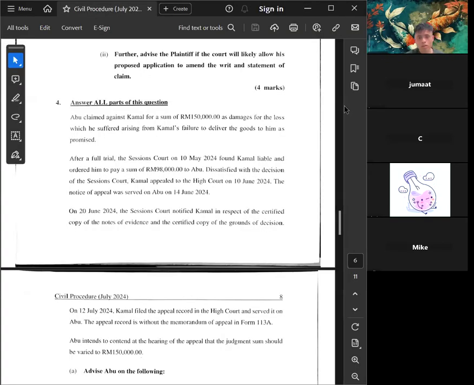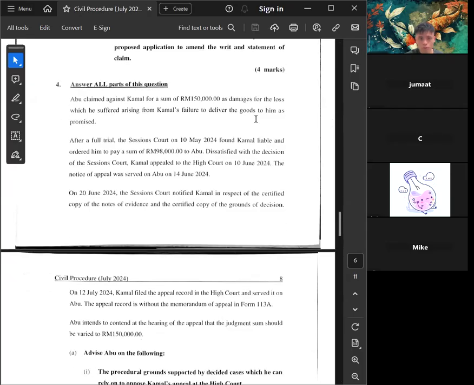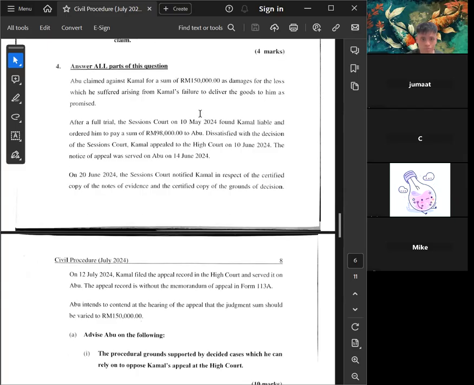Okay, so I still remember last session we stopped at question number 3, and then we will be moving forward to question number 4. So as you can see, the question is Abu claimed against Kamal for a sum of 150,000 as damages for the loss suffered due to Kamal's failure to deliver the goods to him.